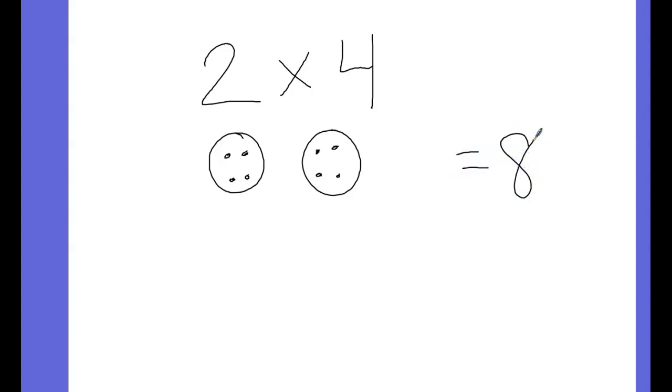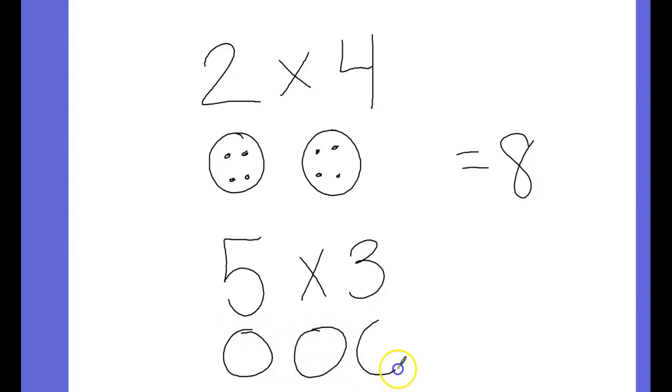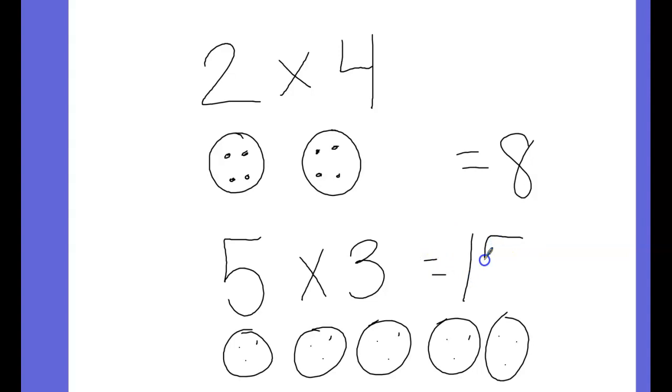So then if I have 5 times 3, you have 5 groups of 3. So how many groups do I draw? 5. And then how many do I put in each of them? 3. So then what do I get for an answer? If I counted up all the little dots, I would have a total of 15. Everybody remembers that, right? You learned that a while ago, in 4th grade. So then we're going to apply that to what we do today.